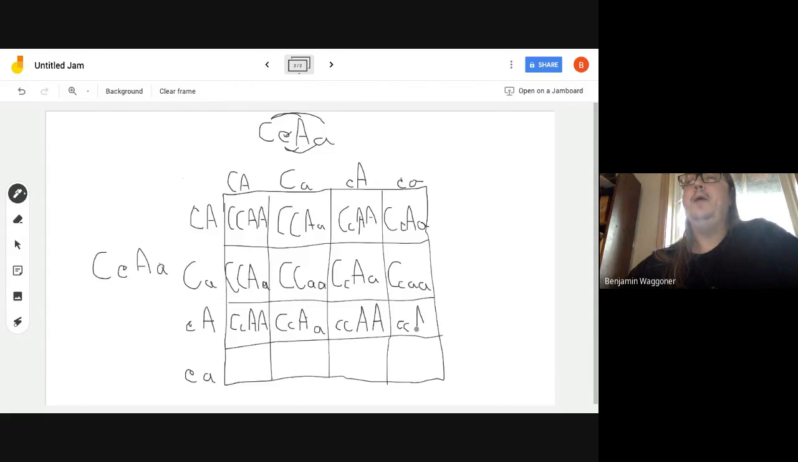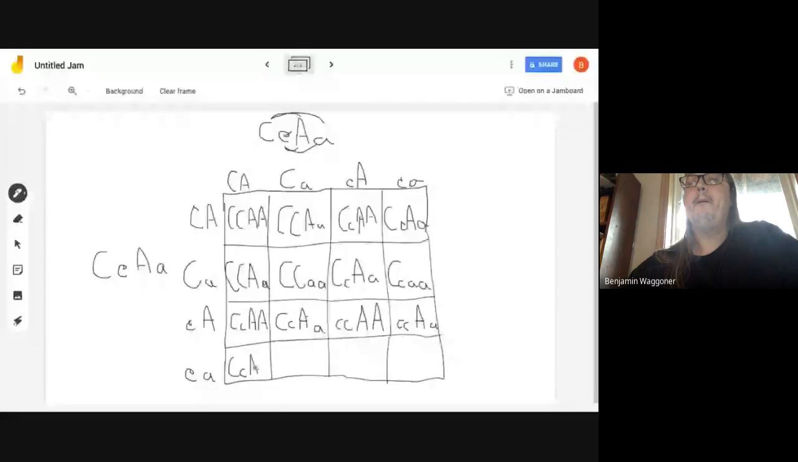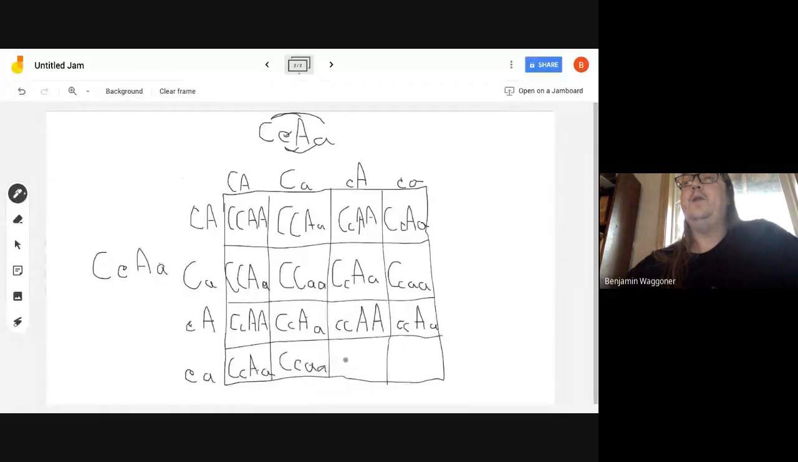This one is going to be white. And this one will be agouti. And this one will be not agouti. This one's going to be a solid color. And this one is going to be white. And this last one is going to be white.